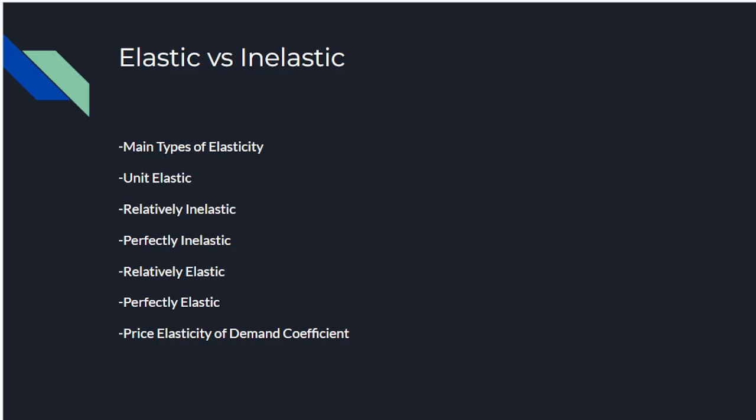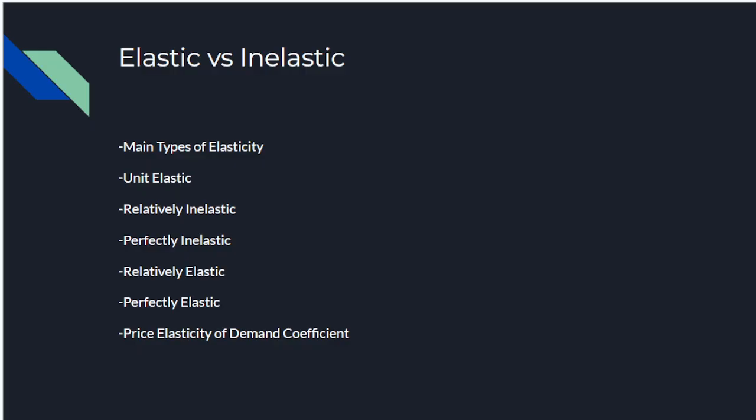There are 5 main types of elasticity. First, there's unit elastic. This is what you'll see in a normal supply and demand graph. And the price elasticity of demand coefficient is exactly 1. Next, we have relatively inelastic. For a relatively inelastic demand, the coefficient is between 0 and 1. Quantity demanded is only somewhat affected by price changes.